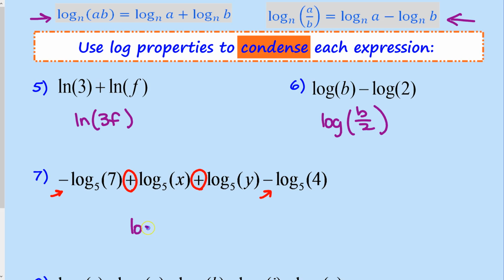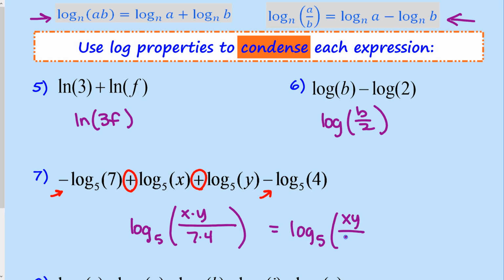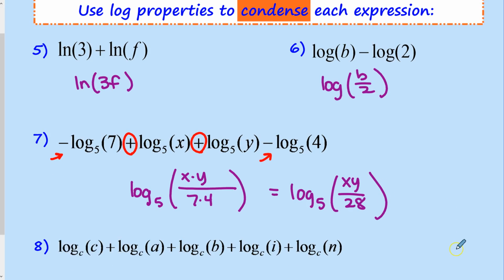So altogether, notice they're all log base 5. If I was to do this in one step, I would have log base 5 of x times y, those were the positive ones, over 7 times 4, those were the negative ones. And then I'm just going to write this as log base 5 of xy over 28. You don't have to do it all in one step like that. You can do it in multiple steps, but you're going to get to the same thing.